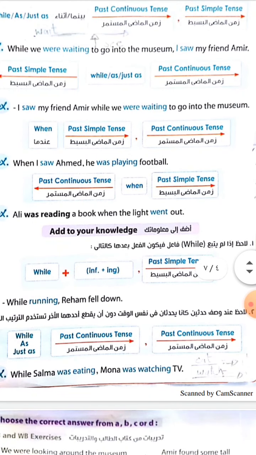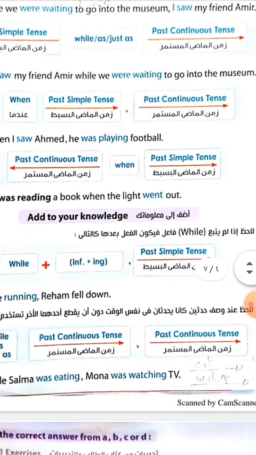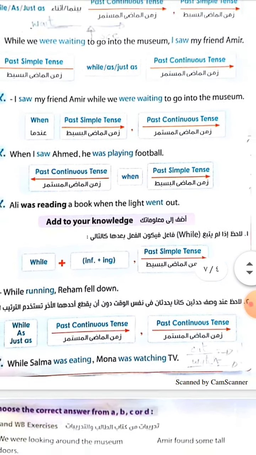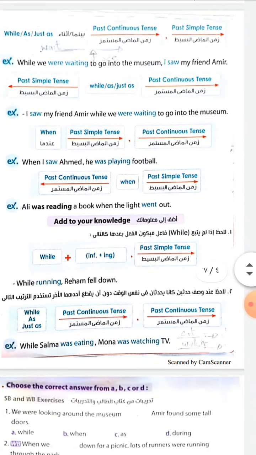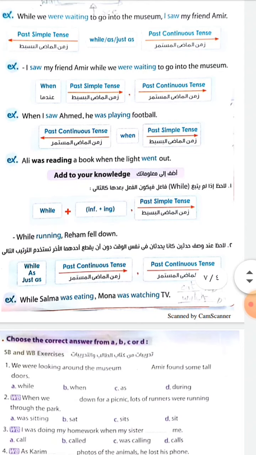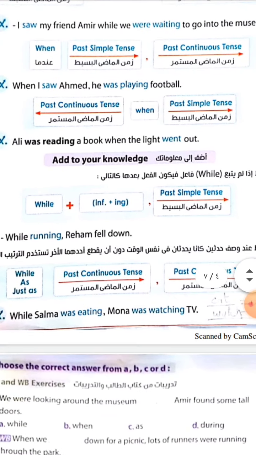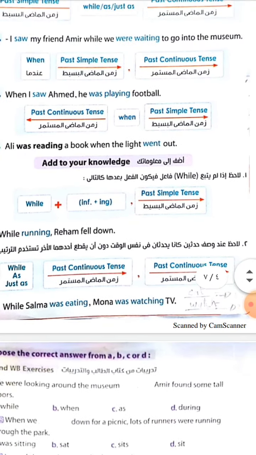Okay. Now add to your knowledge. احنا ممكن نضيف لمعلوماتنا معلومة مهمة جدا. If we have two actions and they started at the same time and they were in progress، يبقى we use past continuous. يعني ايه الكلام ده؟ يعني لو عندي حدثين الاتنين بدأوا في وقت واحد والاتنين مستمرين من غير ما في واحد فيهم يبقى long والتاني short، يعني من غير ما يبقى في حدث أقصر من التاني ملهمش علاقة ببعض، فهقول ماضي مستمر. Look at the example. While Salma was eating, Mona was watching TV.